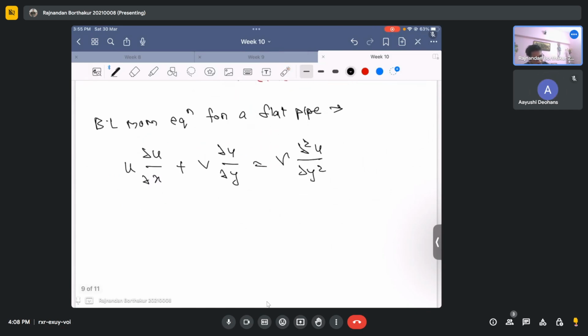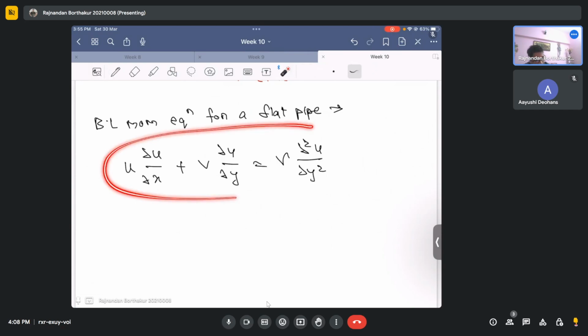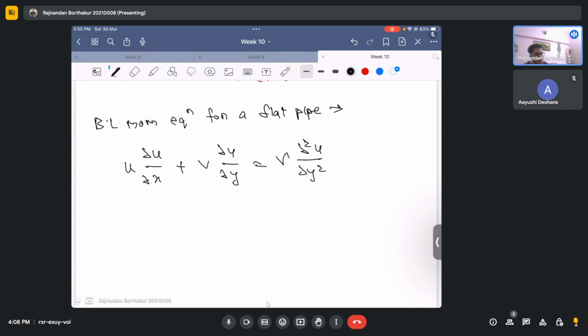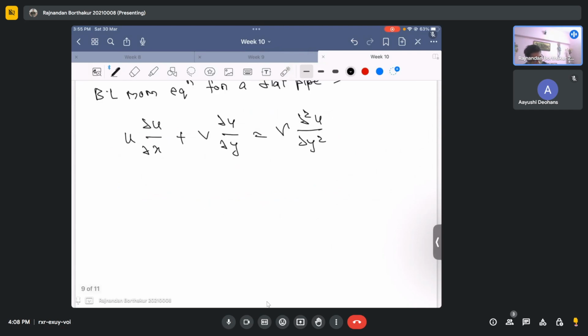So now, in order to evaluate the characteristic stream function, we must first write this equation in terms of the stream function. So how do we do that? That's simple. We know that u is del psi by del y. This I think we have seen multiple times. And v is nothing but minus del psi by del x.